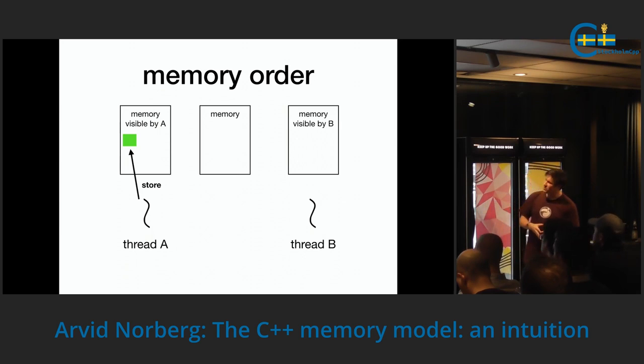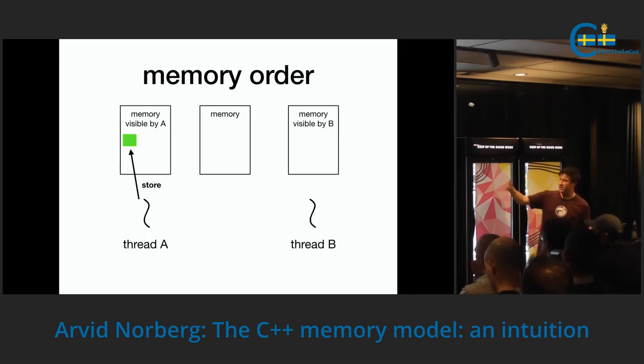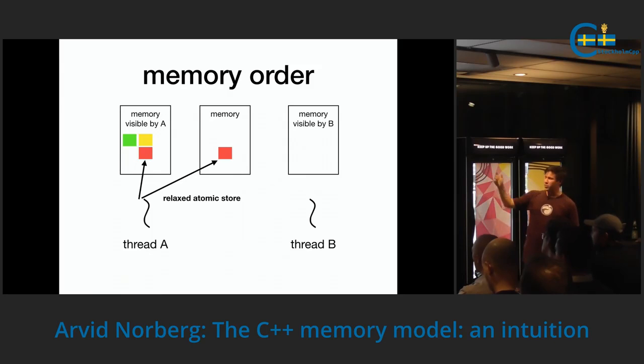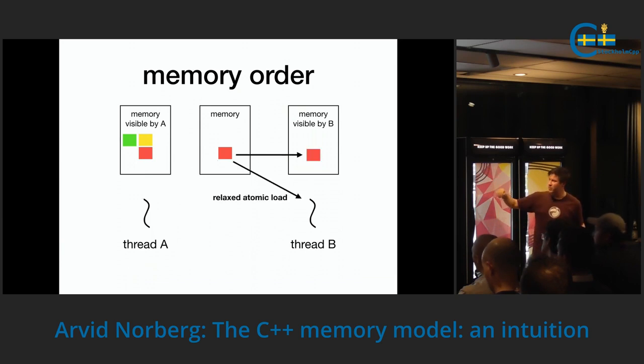So to illustrate this, thread A writes some memory. This is a regular store, not atomic. Another non-atomic regular store, and then it performs a relaxed atomic store. Nothing happens to the main memory. Thread B does a relaxed atomic load, right? Reads the memory. It sees that value, nothing else.